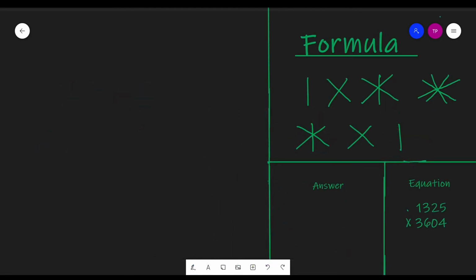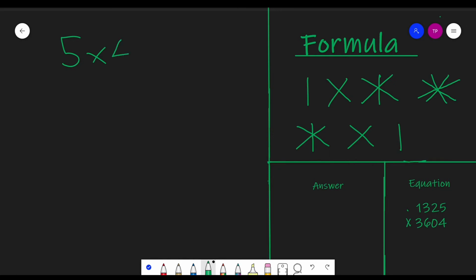So our next example is 1325 times 3604. Now we're gonna use the exact same formula to solve this one too. So our first step is gonna be 5 times 4, which is gonna be 20. So write down the 0 and carry forward the 2.